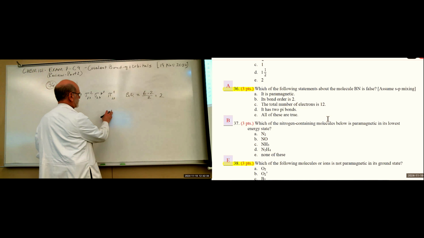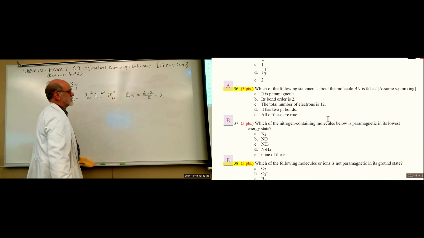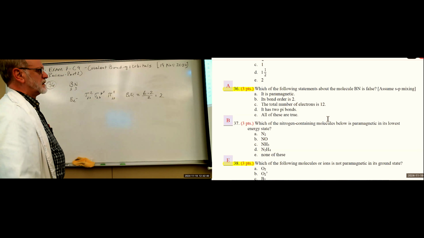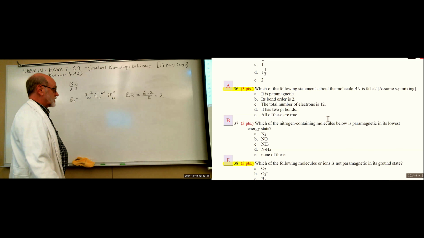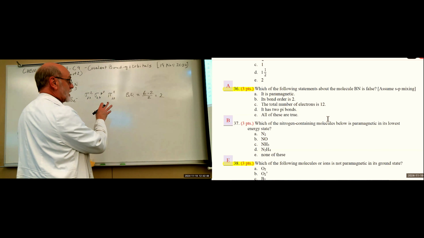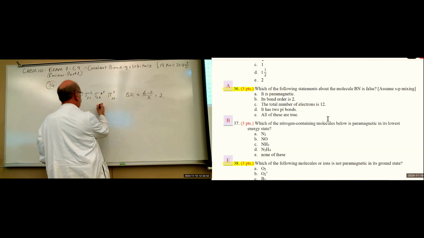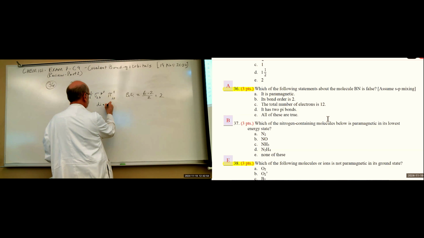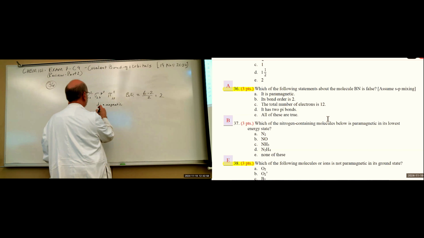Paramagnetic. Wait a minute. Oh, which is false? All right. So A is false. This is diamagnetic, right? It has no unpaired electrons.